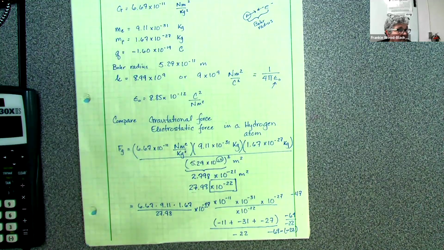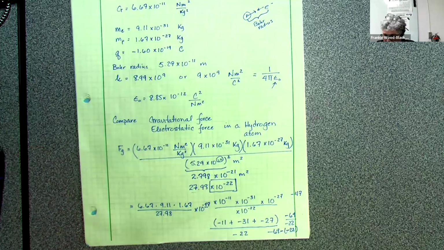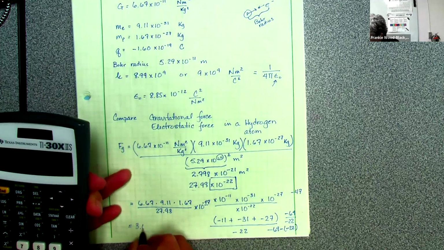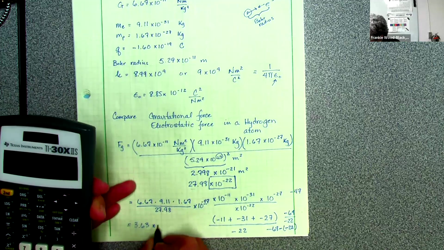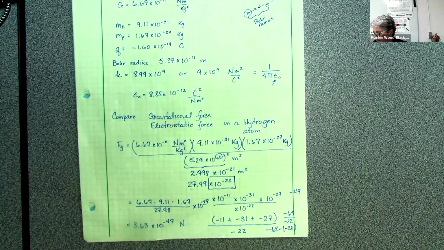And this is one way you can check to make sure your calculator is working properly. So if I do my 6.67 times my 9.11 times my 1.67, divided by 27.98, that gives me 3.63 times 10 to the minus 47 newtons.